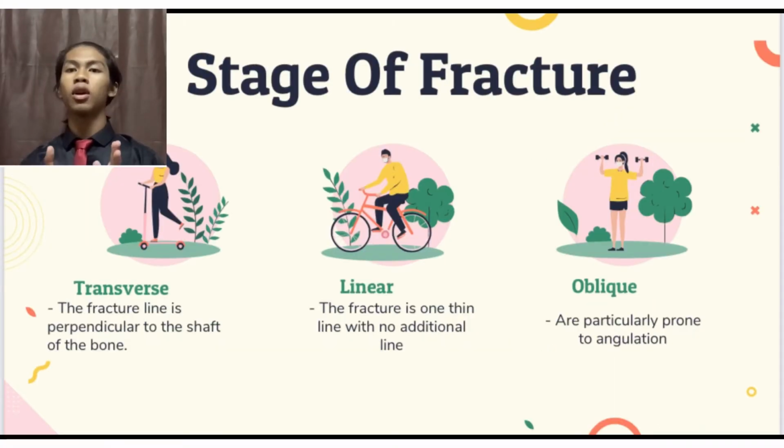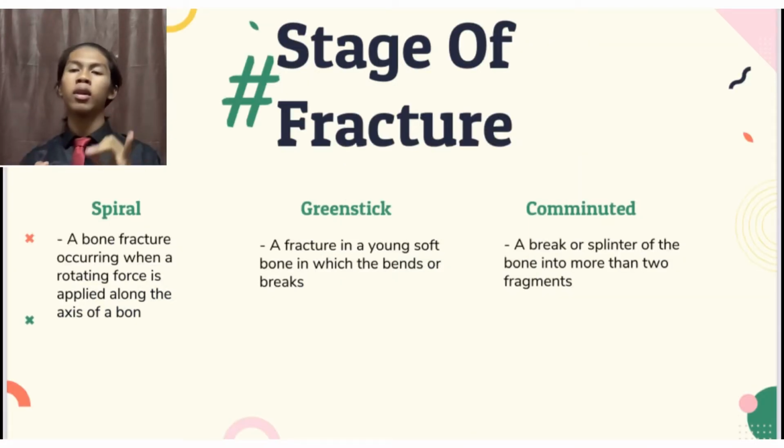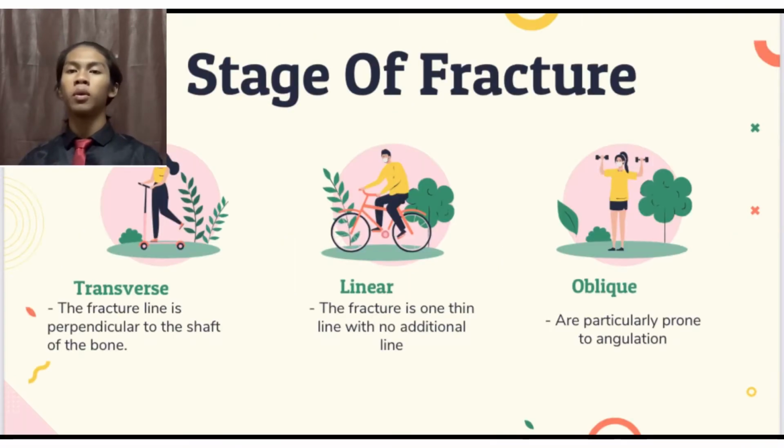There are 6 types of fracture: transverse, linear, oblique, spiral, greenstick and comminuted fracture. Let's go one by one. We start off with transverse. Transverse is when the fracture is perpendicular to the shaft of the bone. So the transverse fracture is like this.